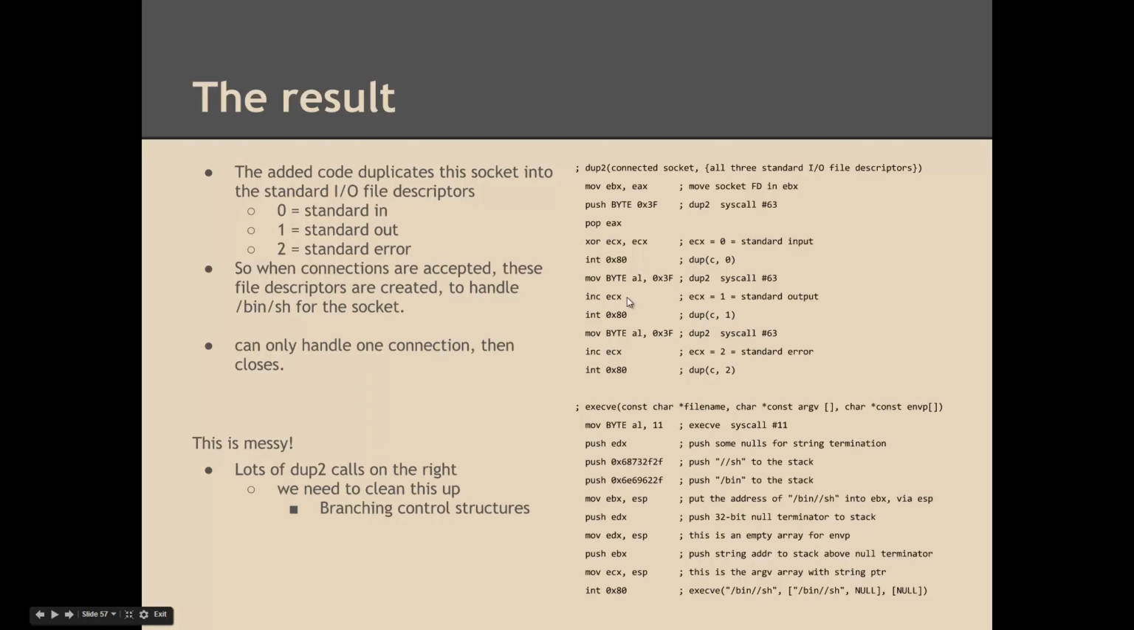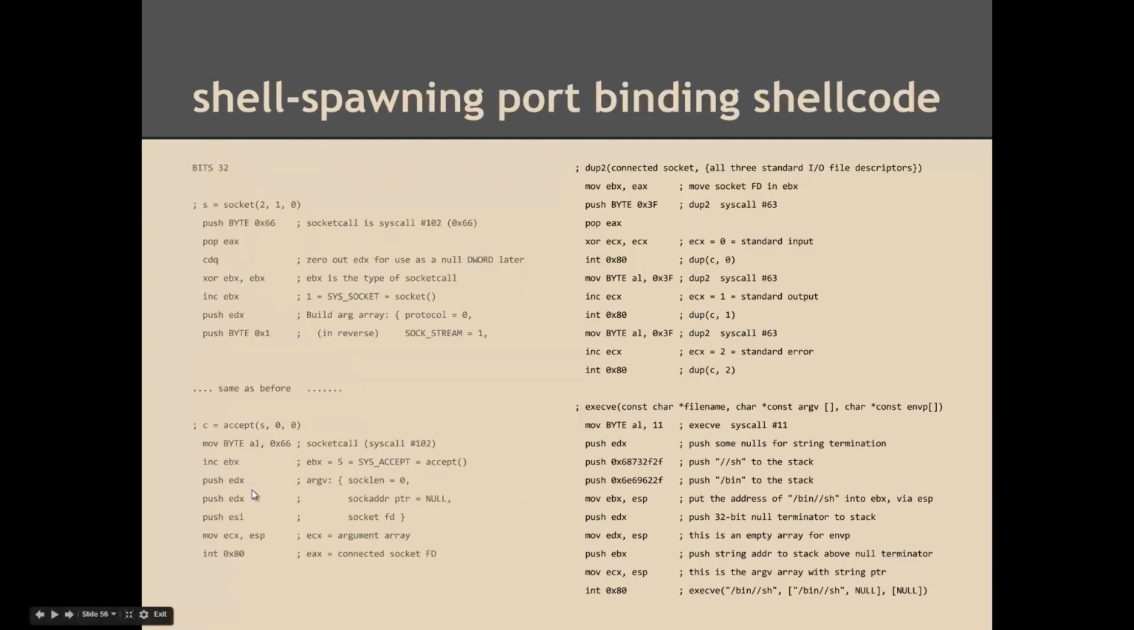So ECX should not have been moved, so we increment it once, and EBX is still pointing to our socket resulting from accept here.